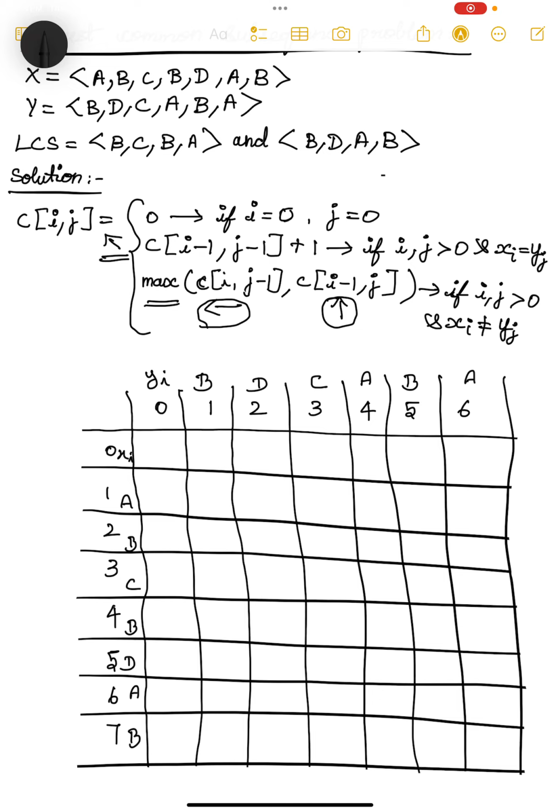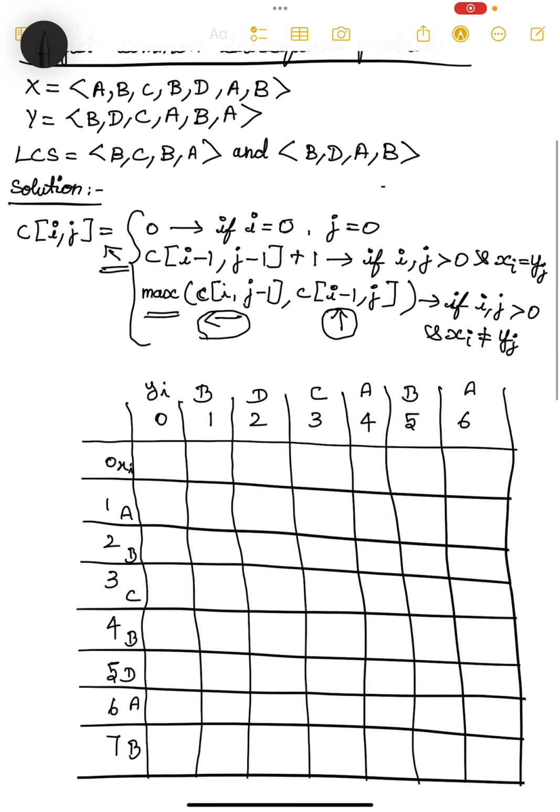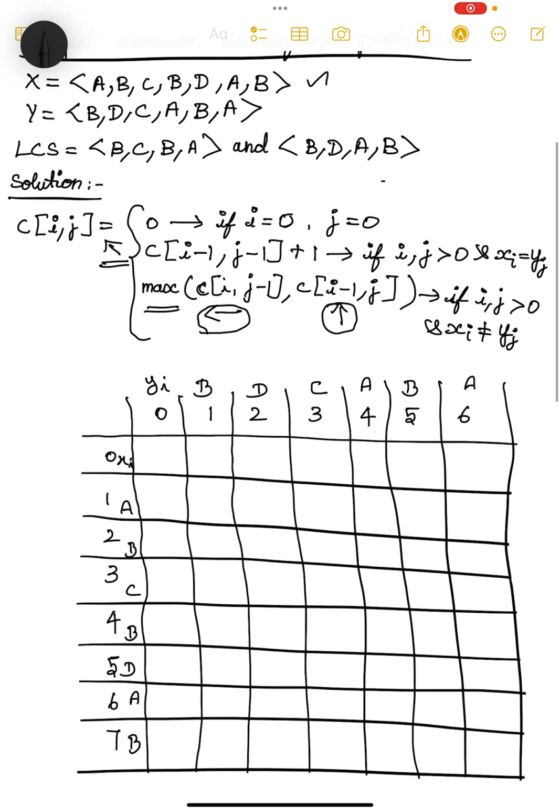Now we are going to fill this table for the given strings X and Y. Row wise, we are writing the elements that are available in the first sequence X. X contains A, B, C, B, D, A and B. These elements are written here row wise: A, B, C, B, D, A and B.